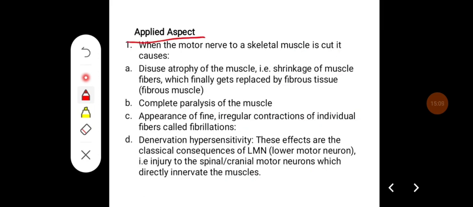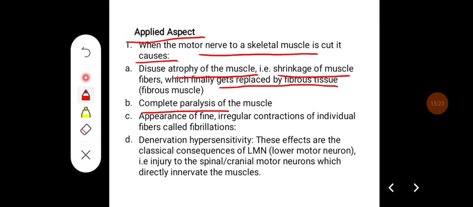Coming to the applied aspects, when the motor nerve to a skeletal muscle is cut, it causes diffuse atrophy of the muscle. That is, it causes shrinkage of the muscle fibers, which finally get replaced by fibrous tissue. Or there can be complete paralysis of the muscle. And there can be appearance of fine irregular contractions of individual fibers called fibrillation. There can also be a de-innervation hypersensitivity.